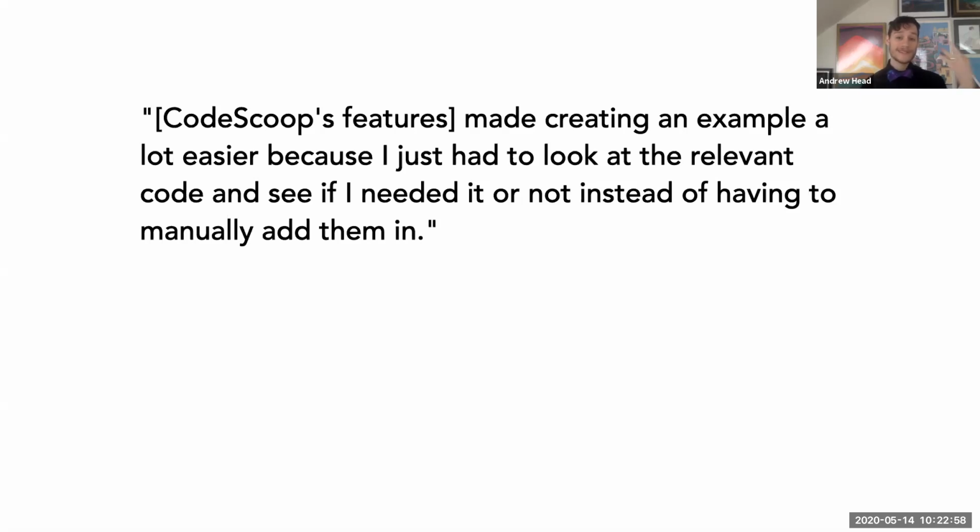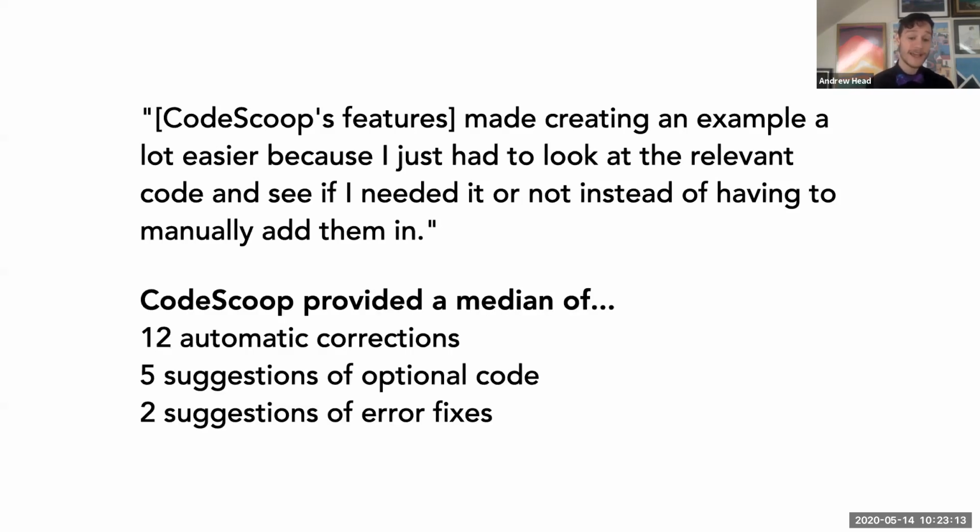CodeScoop reduces the set of choices that an author has to make to a set of these smaller dialogues that they can interact with one at a time through the process of fleshing out the snippet. To give you a sense of what those decisions looked like and what the automated support looked like, we observed that through the snippet extraction task, CodeScoop made a median of 12 automated corrections, and then authors made a median of 5 choices about optional code to include, and 2 choices about the best way to fix exceptions and errors in the code.